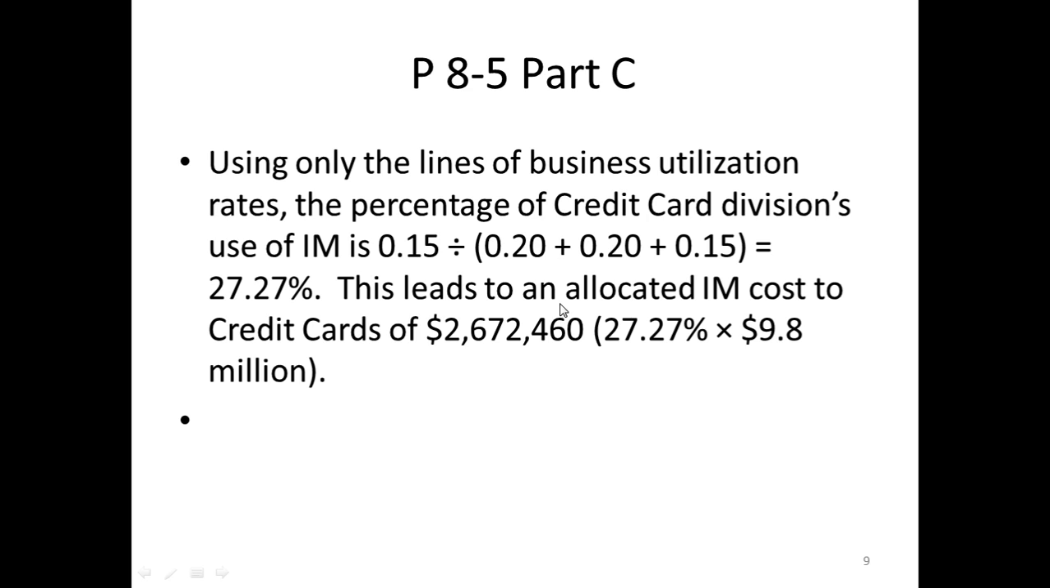Now this leads to an allocated IM cost for credit cards of almost $2.67 million, which is 27.27% times $9.8 million, the original cost of information management. It picks up no other costs from other service departments either. So that's the complete allocation, and you see that it differs quite dramatically depending on the allocation method selected.